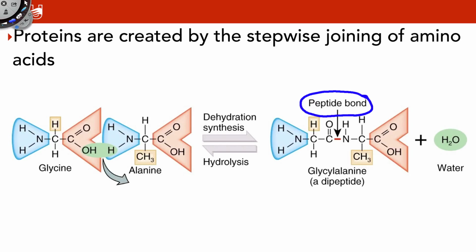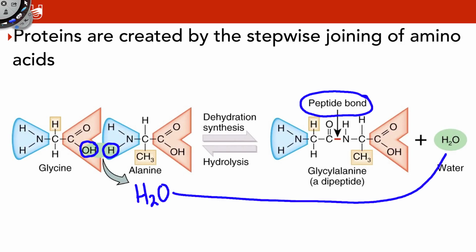Okay, so how did this happen? Here we're going to remove the OH from that carboxylic acid, and we're going to remove a hydrogen from the amino group, the amine group. Those are going to come off as a water. And when those come off as a water, I'm going to draw that water over here. All right. When those come off as a water, we form a peptide bond. And when we form this peptide bond, that is what connects these two amino acids.